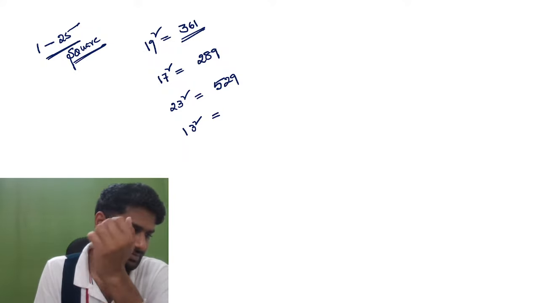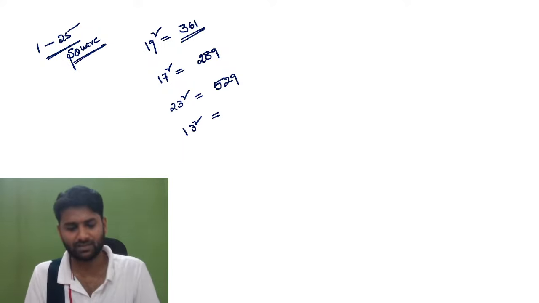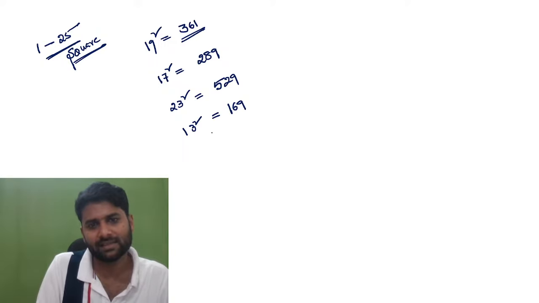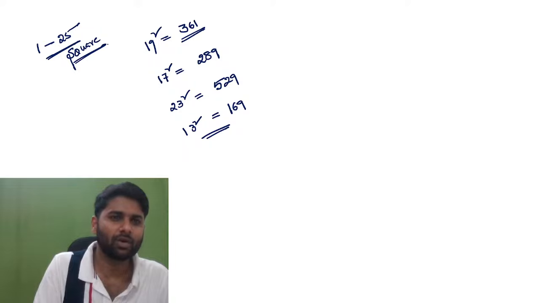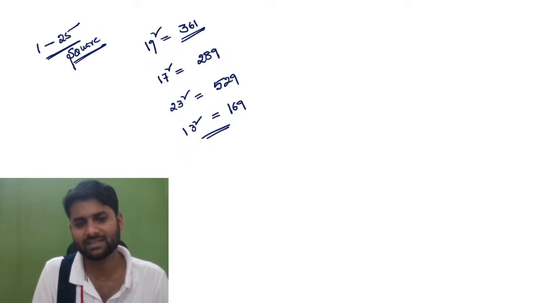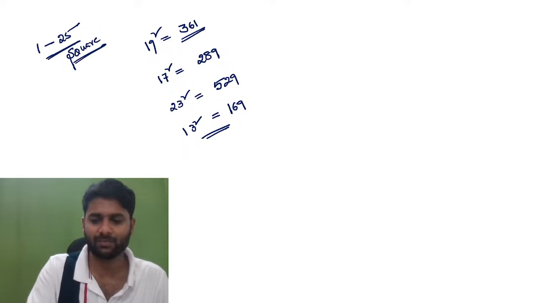Yes, Bhavana, Jyotirmay, Raji. Good. 13 square is 169. Guys, if you are good at all these 1 to 25 squares, you can memorize any squares beyond 25. I will help you out.